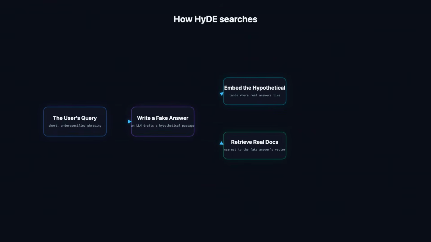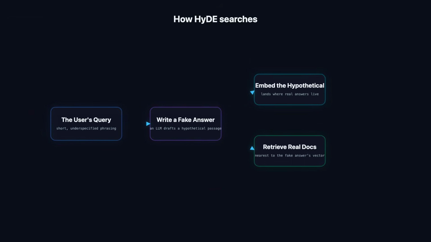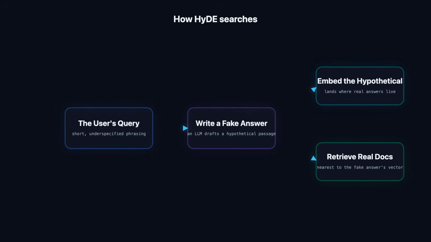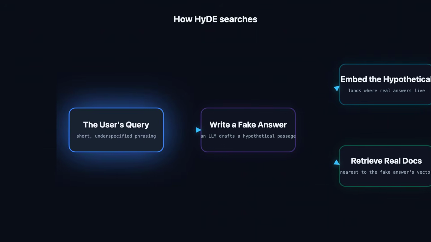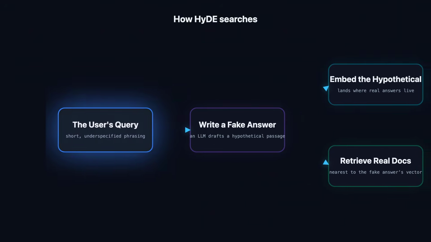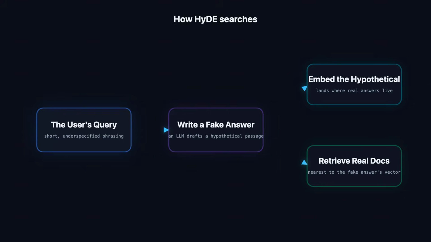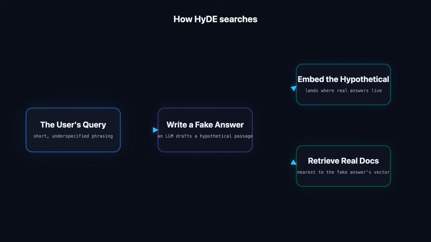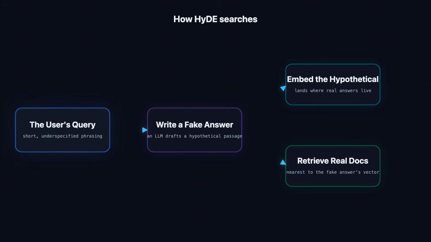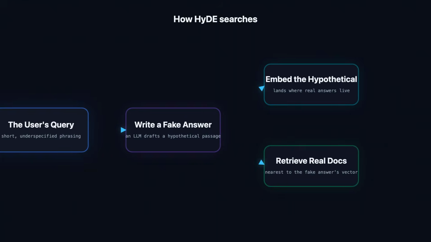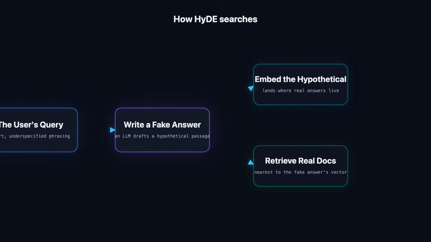Let us trace the whole trick end to end. It is only 4 moves, and the strange one sits right in the middle. Follow each stage. Start with the user's raw query. Something short and underspecified like, "Why does my sourdough collapse?" On its own, that phrasing is a poor match for the detailed baking passages that would actually answer it. That gap is the whole problem we are about to sidestep.